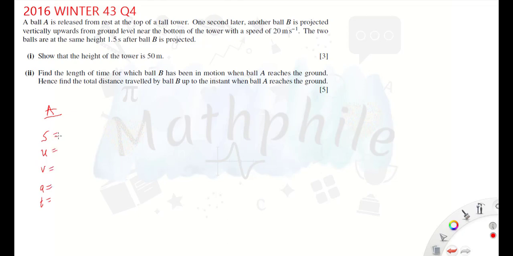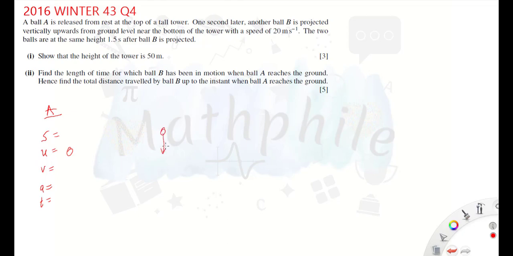Let's set up the SUVAT for A. What is going to be the initial velocity for A? It's 0 because it said released from rest. Yes, because they are dropping it, so it can be 0. But it can be dropped with a speed as well.